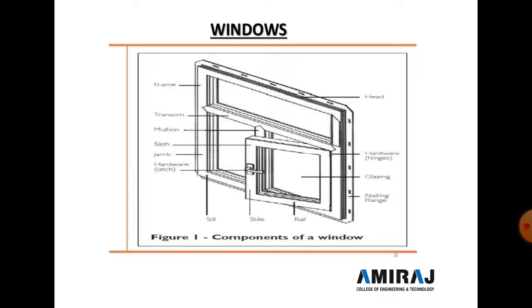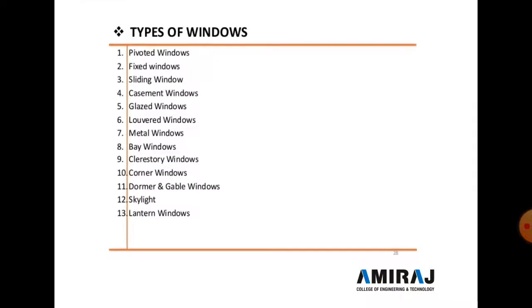And the style. The style is the vertical outside member of a shutter of the window. And glazing is the open part at which glass is provided. So these are the general window components.